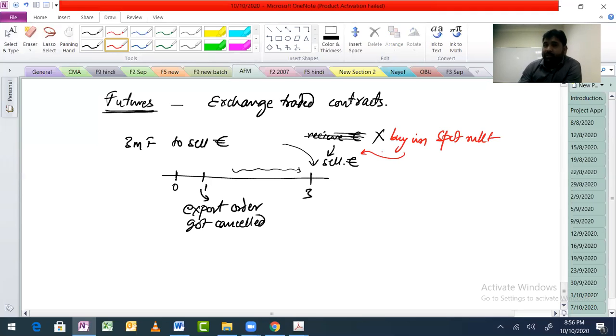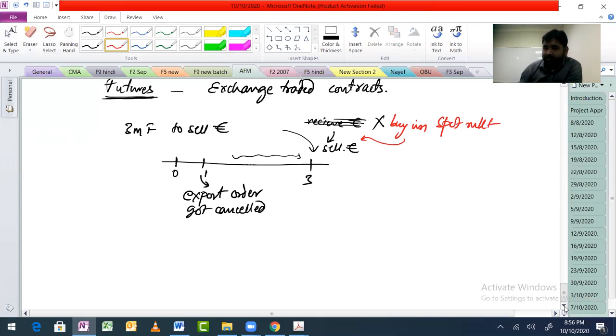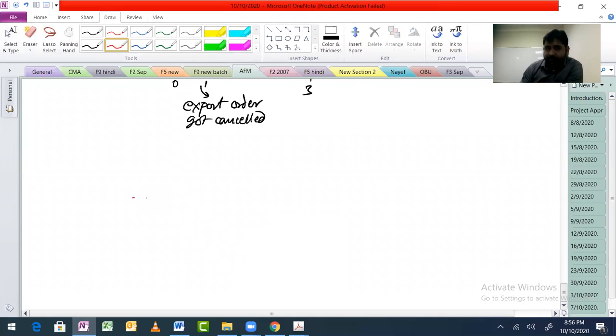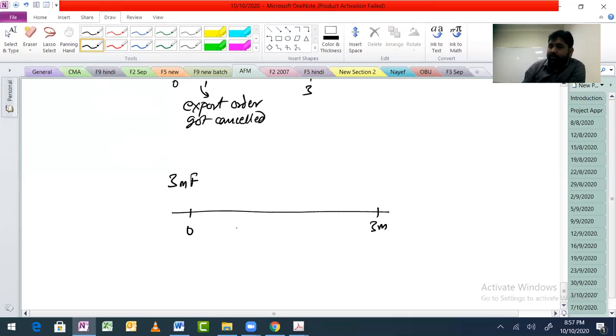Are we fine with that? Yes. Now, one of the benefits with futures contract in this regard is, see, first of all, this line is supposed to be straight. So let's try again. Okay. So this is time zero and this is like 3 months. Fine. So today you've purchased 3 months forward, like 3 months future contract.